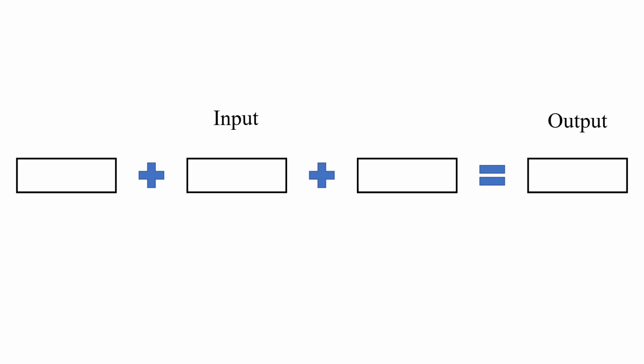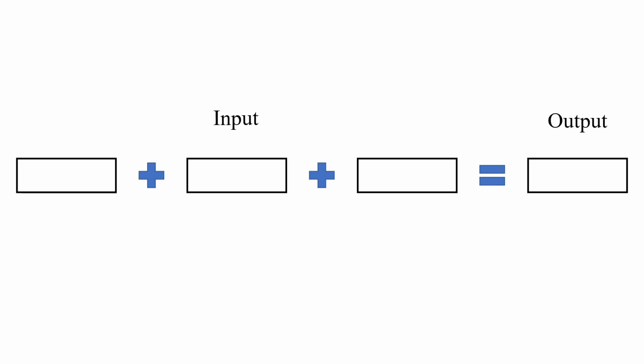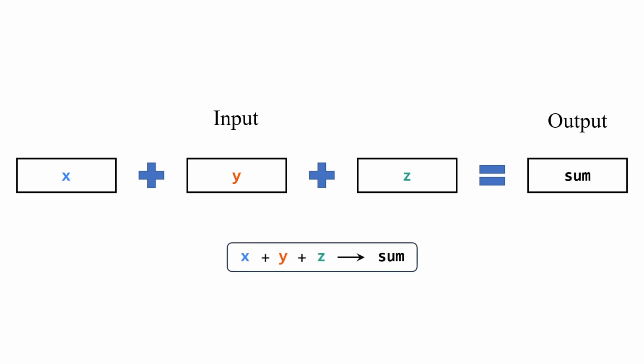Now we have a total of 4 edit fields. 3 are input edit fields and 1 is an output edit field. Let's say the values of the input edit fields are x, y, and z respectively, and the output value is the sum. Now, what we want to do is add the values of x, y, and z and assign the value to the sum variable.